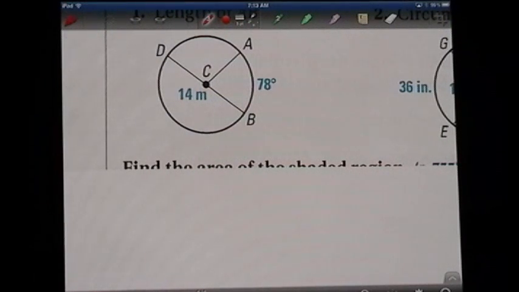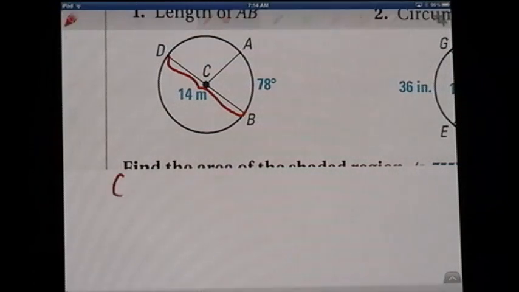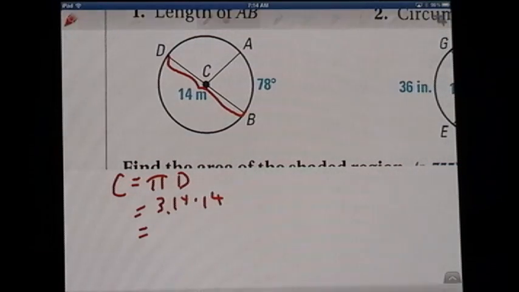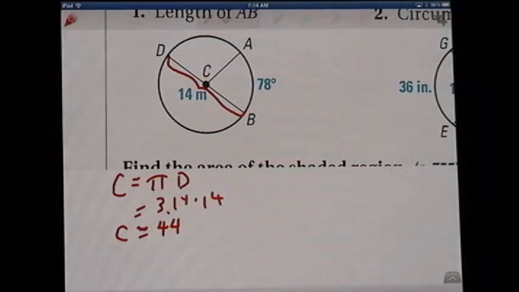And since we have a diameter of 14 meters, we're going to say circumference is equal to pi times diameter, or 3.14 times 14. And using your calculator, you can use 3.14 or the pi button, but recognize that your answers might be slightly different. So 43.96, or we're going to say 44 because we're going to round to the nearest tenth. Generally that's what you need to round to. So circumference is approximately 44.